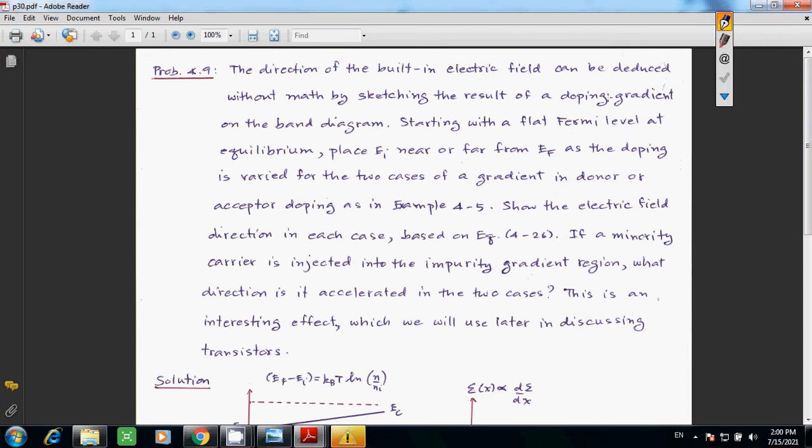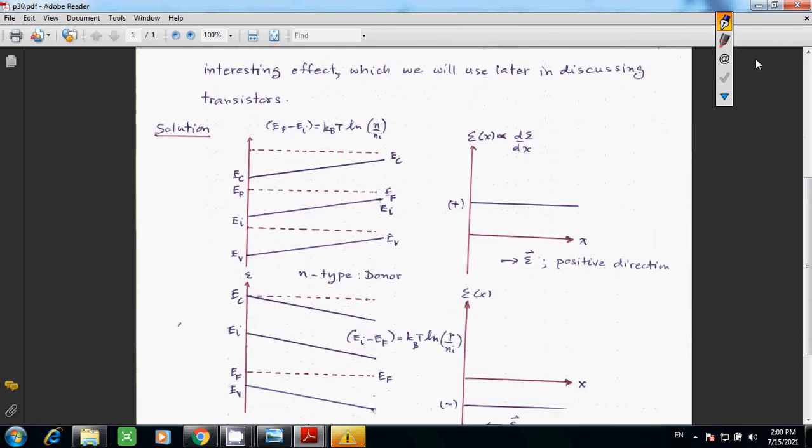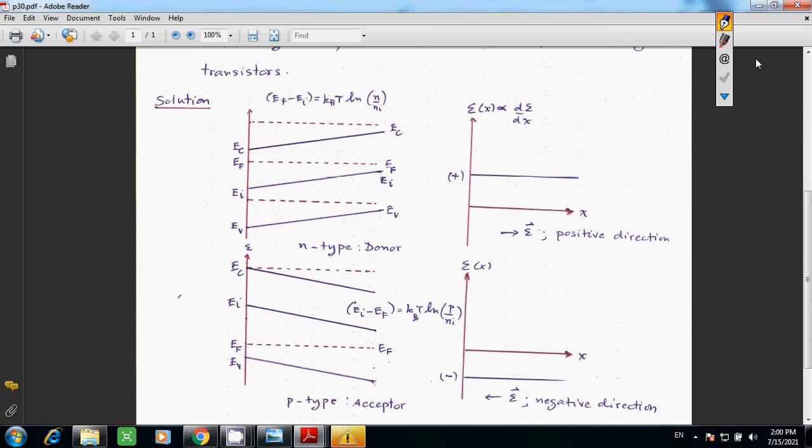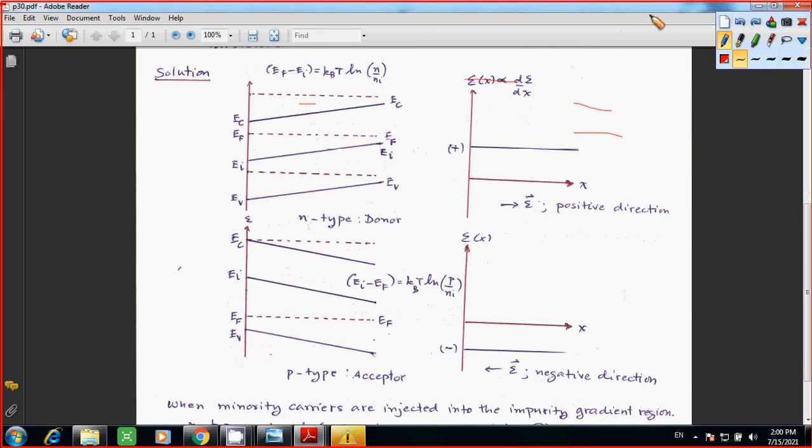Okay, they want you to consider the electric field direction for n-type doping and p-type doping. For the n-type, this is your energy band diagram, and this is for p-type. This is your energy diagram. You have Ec, you have Ev, you have Ei.